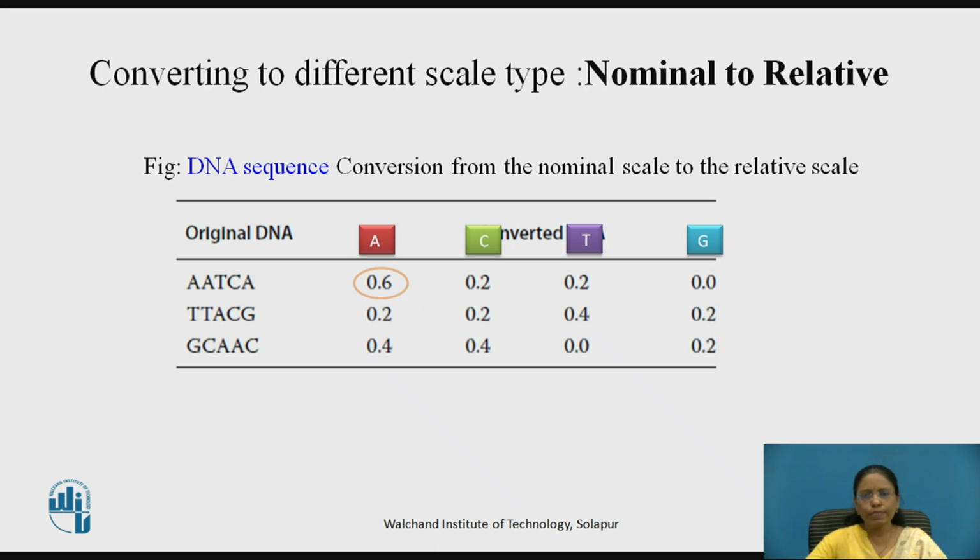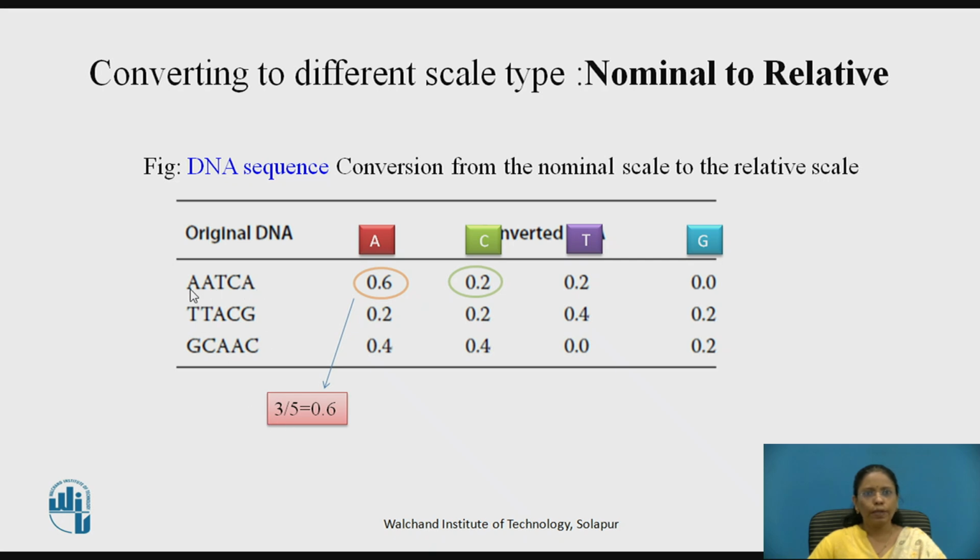Here 0.6 indicates that it is the ratio of 3/5. From where has 3 come? What is 5? So 3 is the number of A's. As this column is A, the number of A's in this sequence are 1, 2, 3.